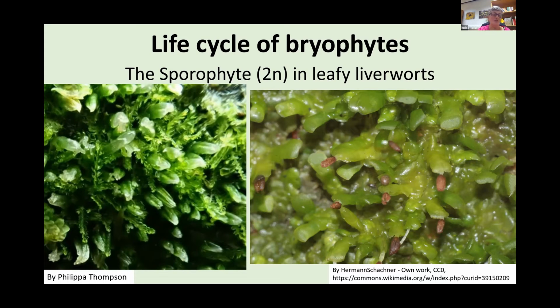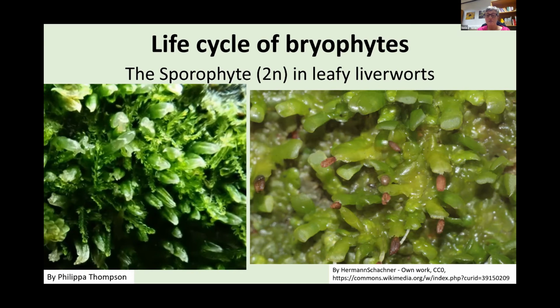And inside each of those, there will be a developing capsule. On the right-hand side, there is Radula complanata. This leafy liverwort has pretty much rectangular perianths. And you can see from the picture that there are capsules at different stages of maturity.